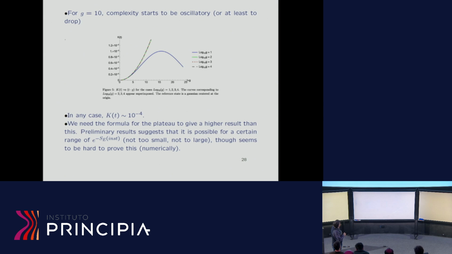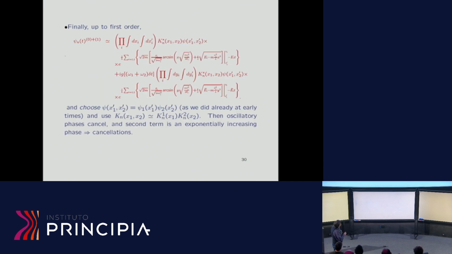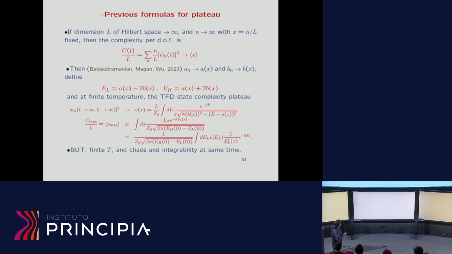So in principle, I would say that we need a formula for the plateau to give a higher result than this, and there are some preliminary results that seem to suggest that for a range of values of this, not too small, not too large, this seems to be true, although it seems to be hard to prove numerically. Just to say that there were previous formulas for the plateau, but perhaps of a different nature.